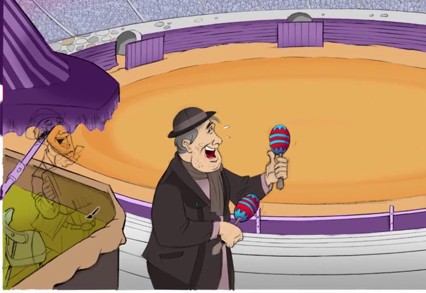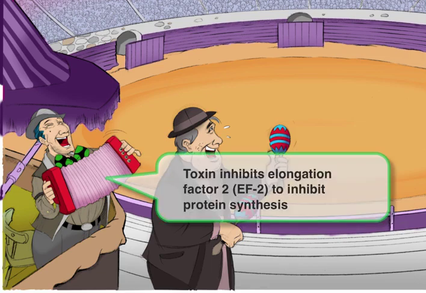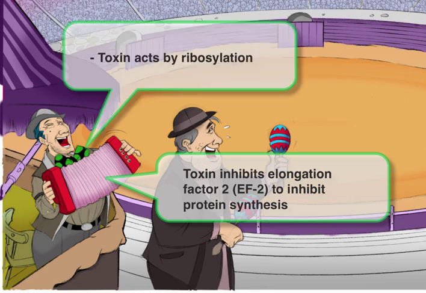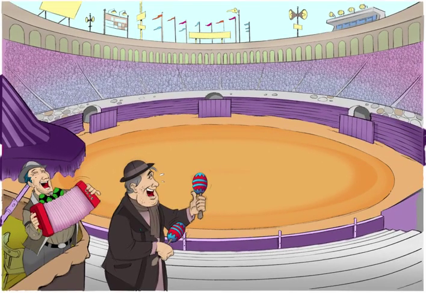We'll remember all of this by drawing a man playing the accordion here in the stadium. We want this accordion, which can elongate, to remind you of elongation factor 2. We've also given him a nice big bow tie to remember ribosylation, and it's placed right above the accordion. So, ribosylation of elongation factor 2 inhibits protein synthesis. This inhibition of EF2 in protein synthesis leads to cell death.